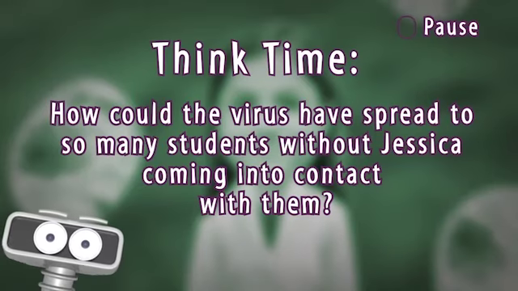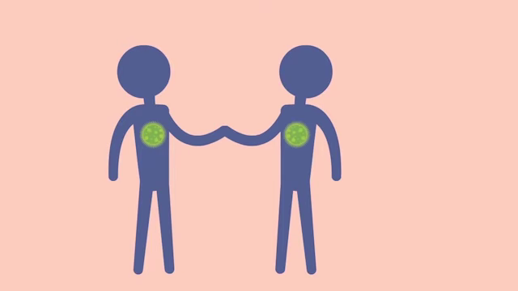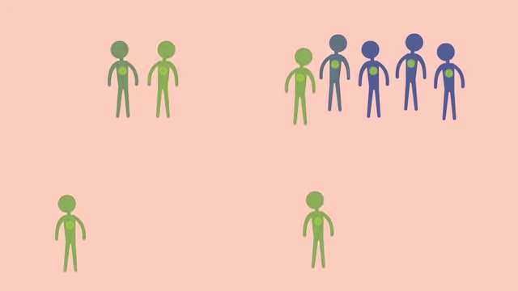How could the virus have spread to so many students without Jessica coming into contact with them? Jess must have come into contact with someone and passed the virus on to them. They probably didn't even know they had the virus because it was just hanging out, inactive. So then they must have passed it on to someone else, and then a chain reaction started. Wow, so students must have all had the virus, but it was just inactive, and it all activated around the same time. That's why so many kids are sick right now.